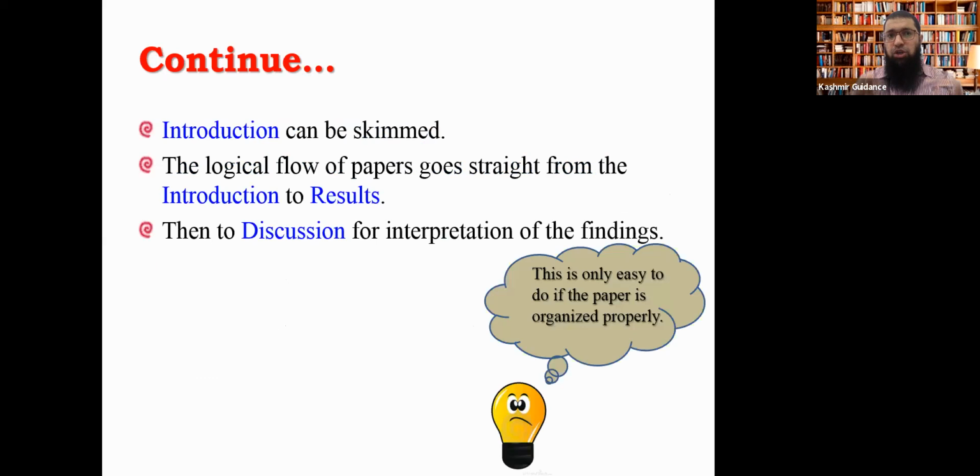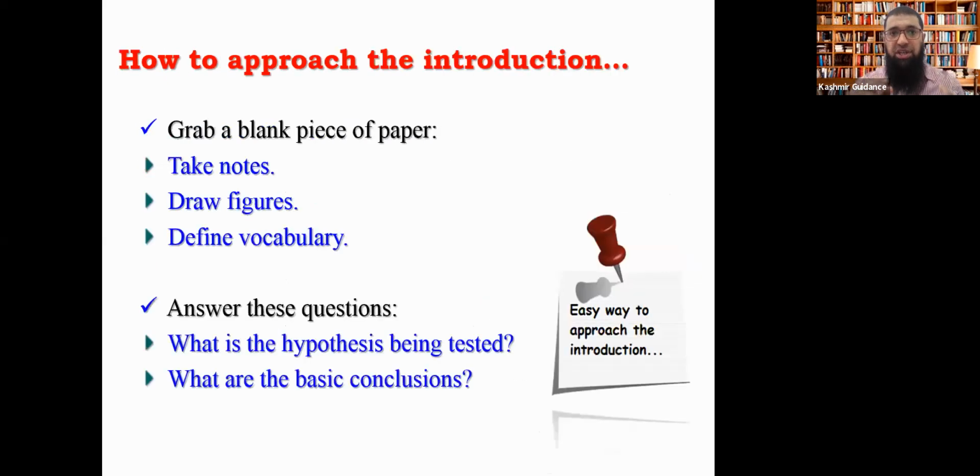Then the introduction can be skimmed. You need not go into details in the first pass. The logical flow of a paper is basically straight from the introduction to the results. The discussion is very important in every paper, because the researcher's interpretation depends upon how he has written this discussion.